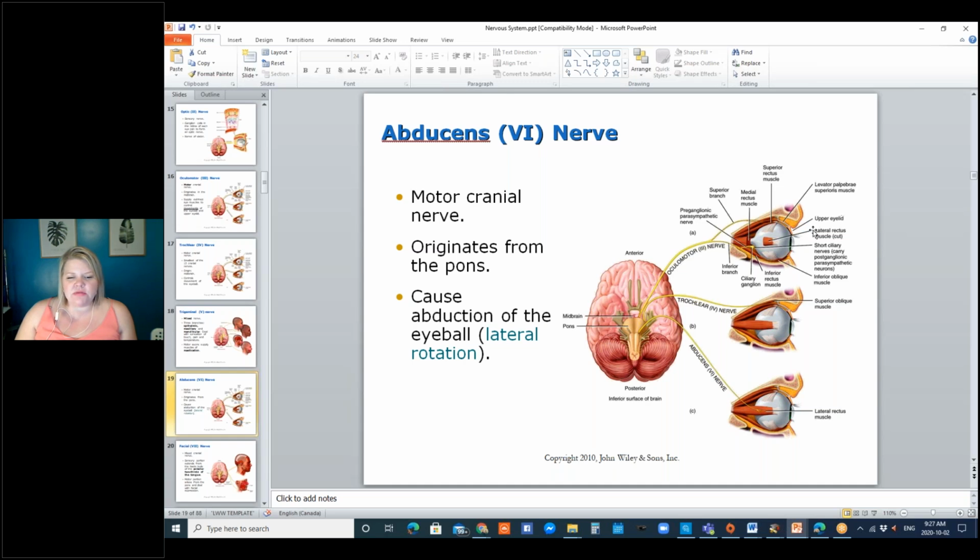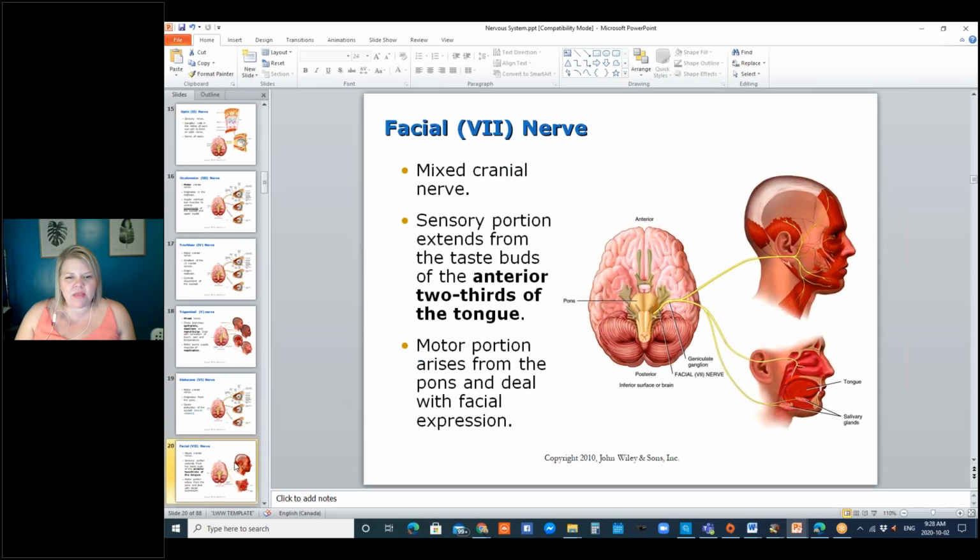There's our friendly abducens again. Abducens is for lateral eyeball rotation, along with the other cranial nerves 3 and 4, to move the eye in all the cardinal directions all together.